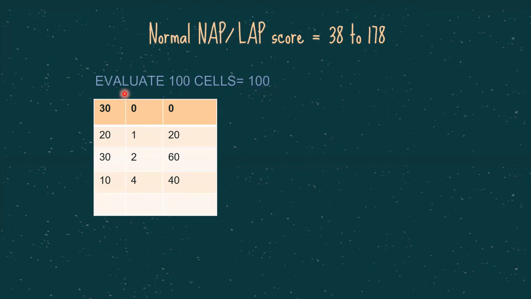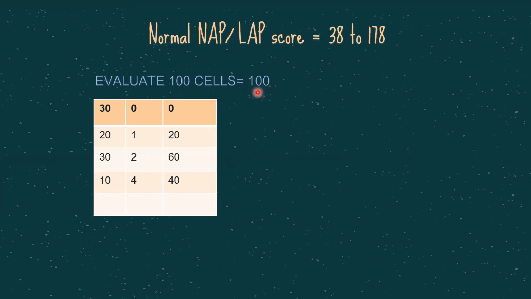Okay, again, yung number po ng na-count ninyo, i-multiply ninyo sa grading nila. Okay? So ito na yung inyong naging answer. So ito naman is i-add natin ngayon. So that's 0 plus 20 plus 60 plus 40 gives you 120. Okay? So 120 yung kanyang NAP score or LAP score. Okay? So mali to. Supposed to be 120.